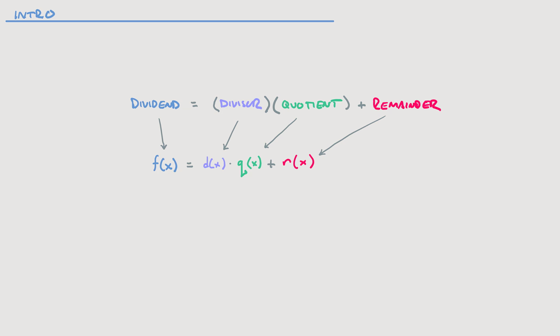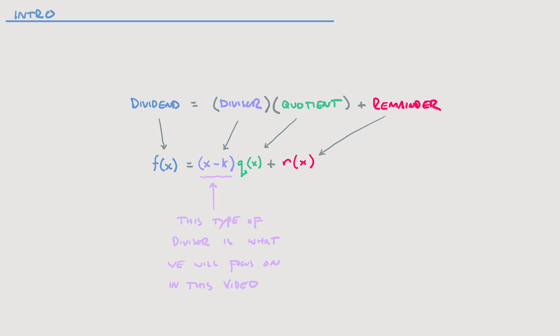But first, I changed the notation for this stuff. The dividend is some f of x function. We're going to call the divisor d of x, the quotient q of x, and the remainder some r of x function. So every single one of these things is in terms of the same variable. But our divisor today is specifically going to look like this. It's going to be a linear divisor that has a leading coefficient of 1.